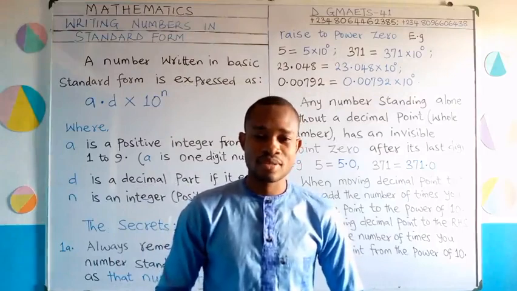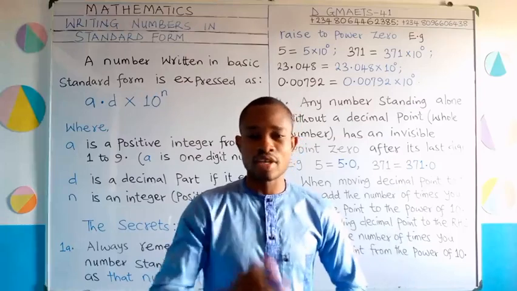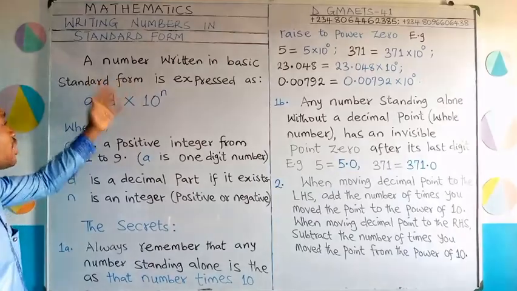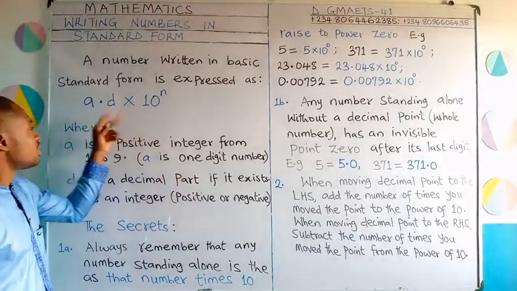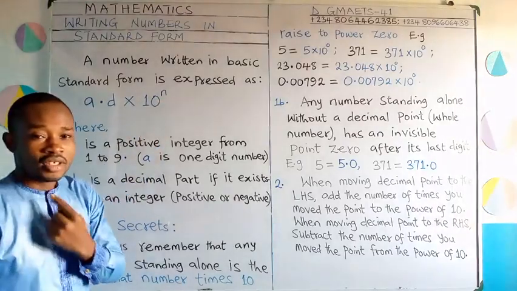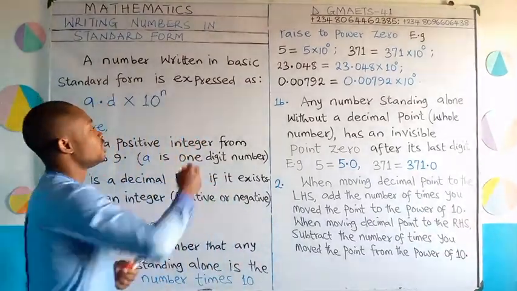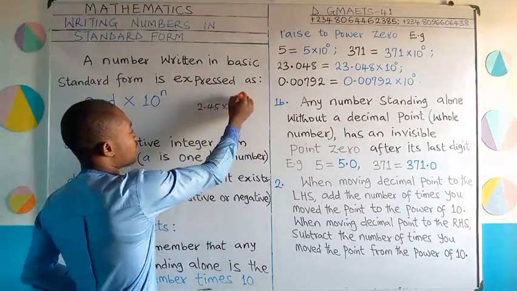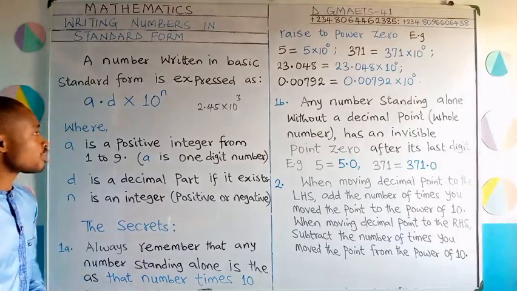So the question is, how do you express a number? How do you write a number in standard form? Here on the board I have these notes to guide you. A number written in basic standard form is expressed as A point D times 10 to the power of n. That is how we write a number in standard form. So for example, maybe I give you 2.45 times 10 raised to power 3. This is a number in its basic standard form.